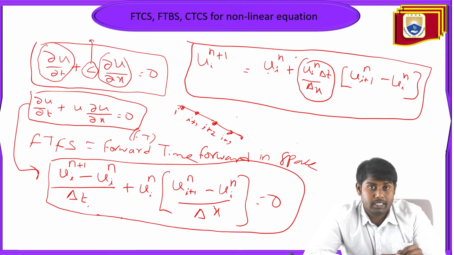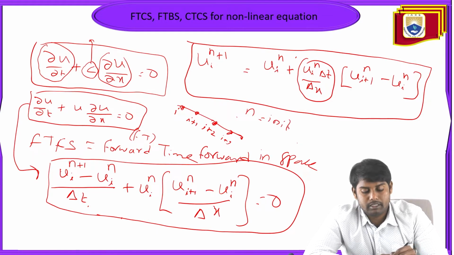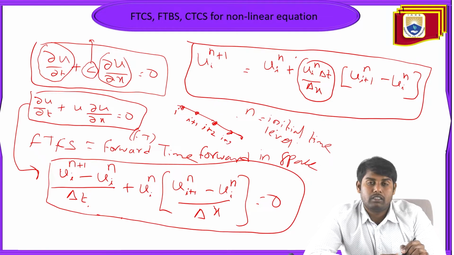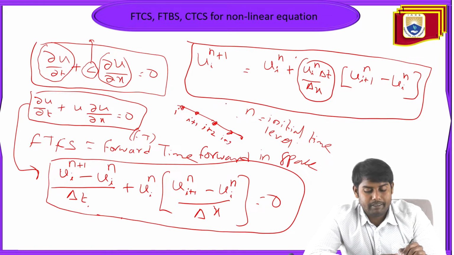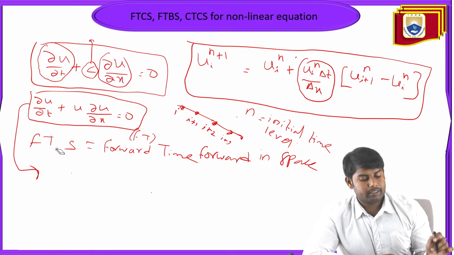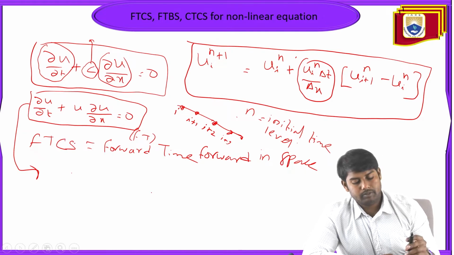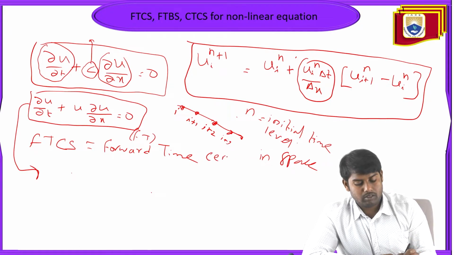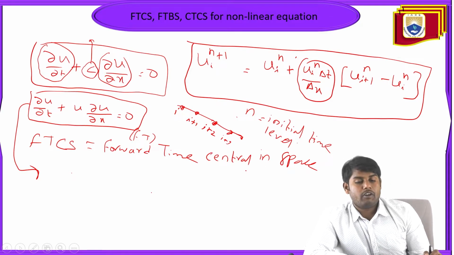So you can see these values are at the initial time level. So n is nothing but the initial time level. Then n plus 1 is the next time level. Okay, so we have to calculate these values for different time levels. Now let us see FTCS, forward in time, central in space.